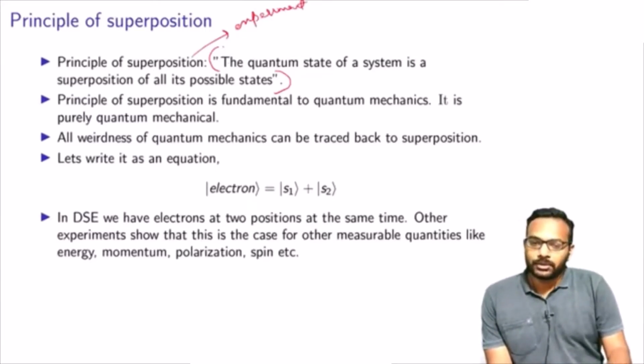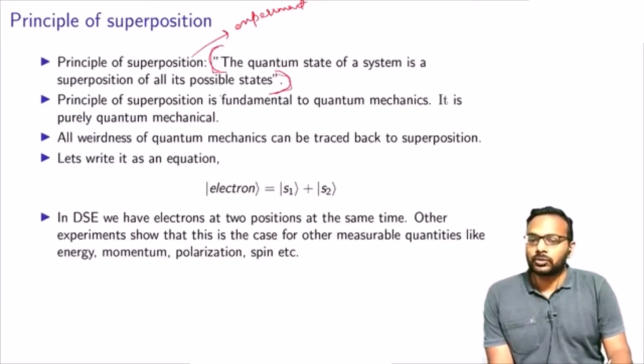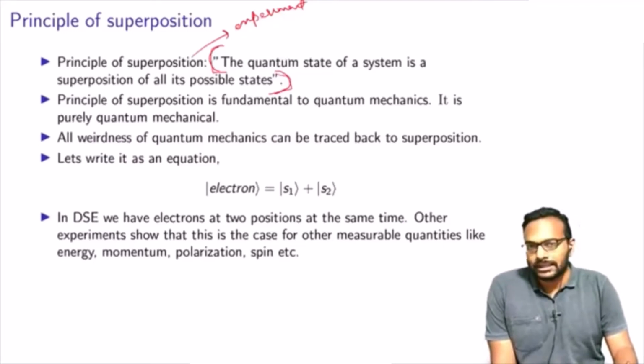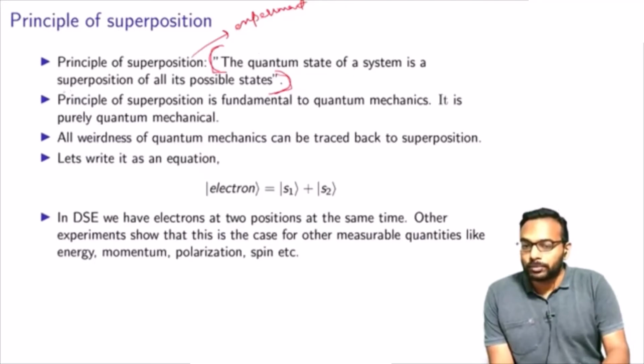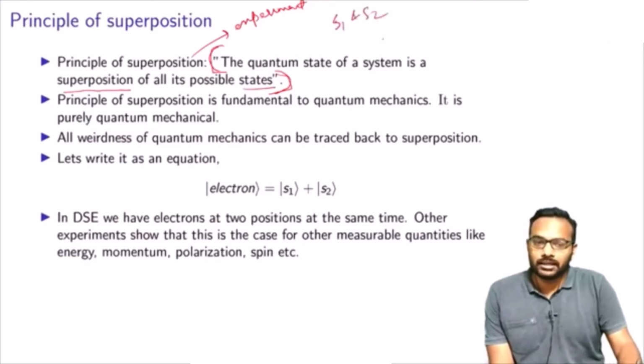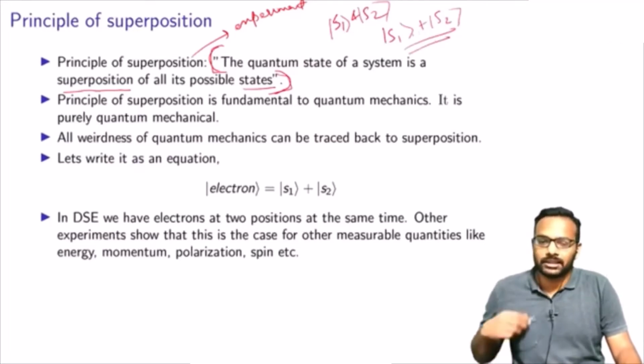The principle of superposition, we can take as a postulate, and we will say that the quantum state of a system is a superposition of all possible states. The quantum state could be a position state, an energy state, a momentum state, or polarization. All the experiments point to this fact. The quantum state of a system is in a superposition of all its possible states. So if there are possible states S1 and S2, it can be in a state called S1 plus S2. This is what we mean by superposition, being in two states at the same time.